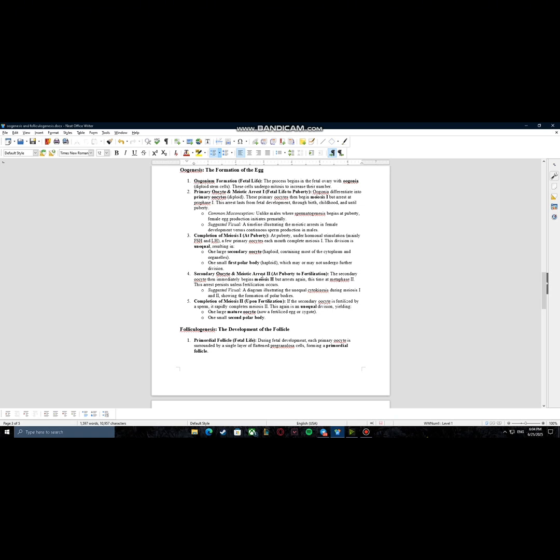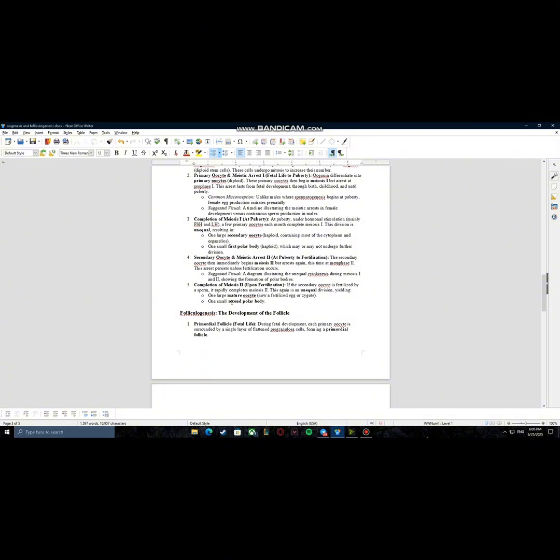Secondary oocyte and meiotic arrest number 2. This happens at puberty until fertilization. The secondary oocyte then immediately begins meiosis 2, but arrests again, this time at metaphase 2. This arrest persists until fertilization occurs.